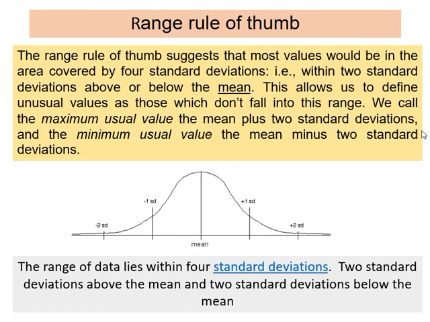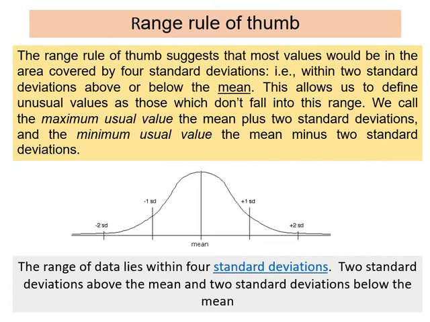So, we call the maximum usual value the mean plus 2 standard deviations, and the minimum usual value the mean minus 2 standard deviations. This is how we arbitrarily consider the maximum usual value and the minimum usual value. Those outside are the ones which do not fall into this range. So, here you can see usually the range of data lies within 4 standard deviations, that means 2 standard deviations above the mean and 2 standard deviations below the mean. This is what is called the range rule of thumb.